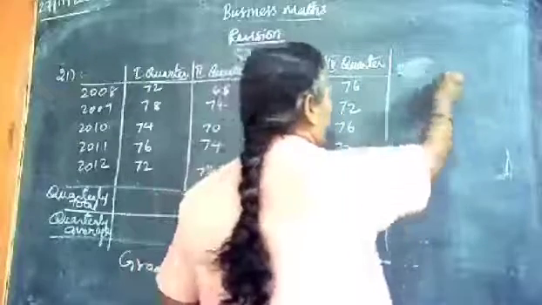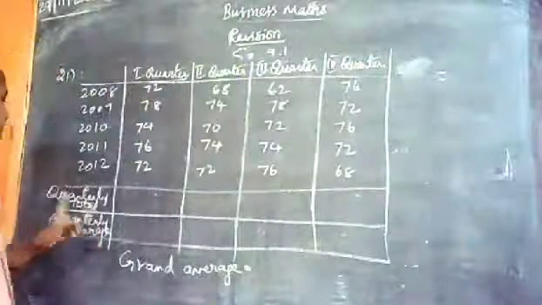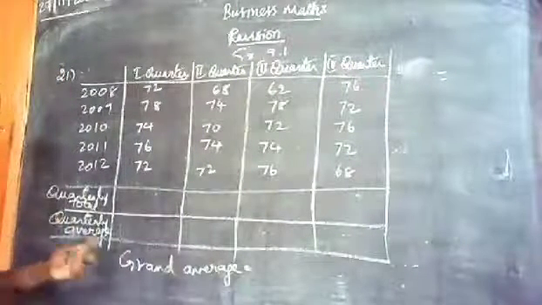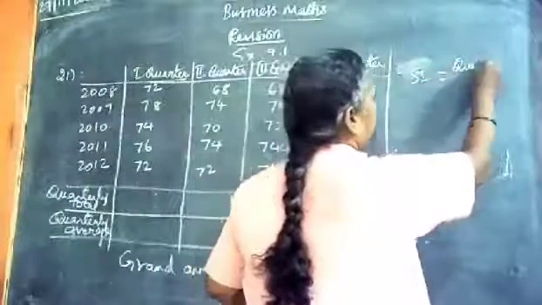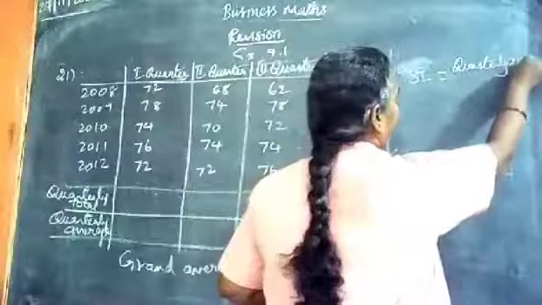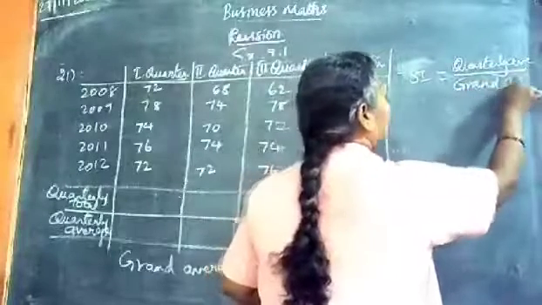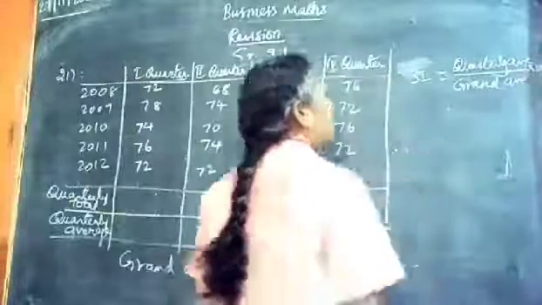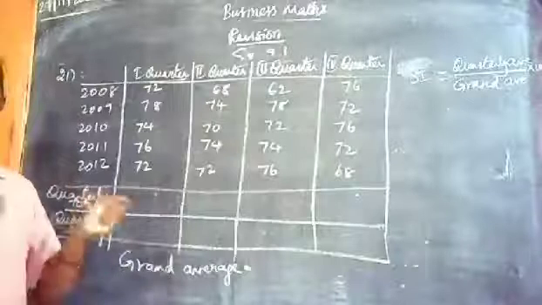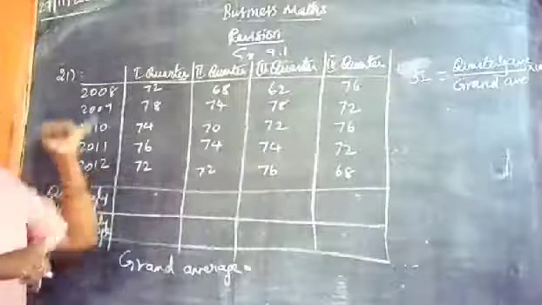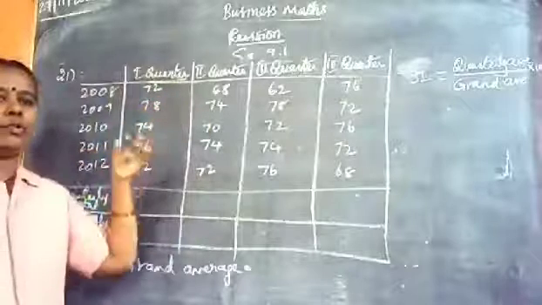What is the formula? Seasonal index equals quarterly average divided by grand average into 100. Seasonal index for first quarter, second quarter, third quarter, fourth quarter. Every time you should write SI, but you should write the formula only one time, and the remaining you can just apply the values.